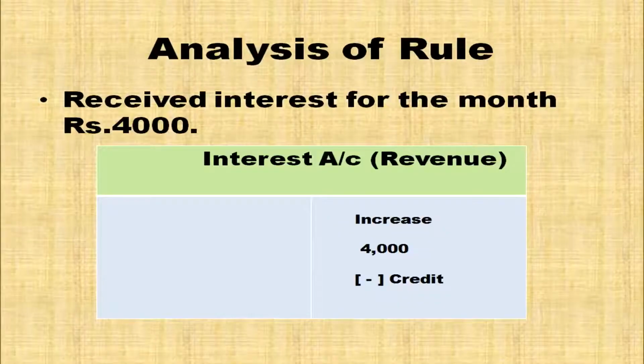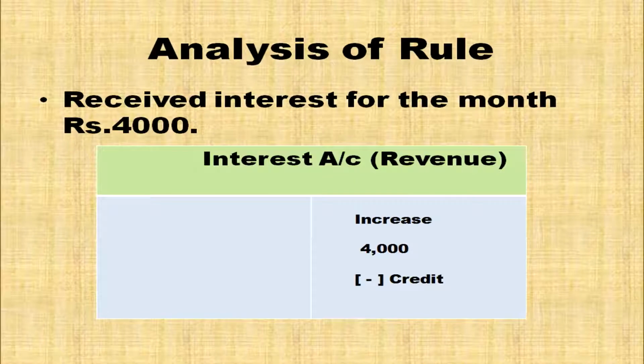Another transaction, received interest for the month rupees 4,000. When interest is received, cash is coming inside the business. Cash being an asset. Rule for asset, debit when it is increased, credit when it is decreased. So, cash is increasing, so debited. Interest is a revenue for this business. Interest received, income, revenue. Rule for revenue, when increased, it is credited.